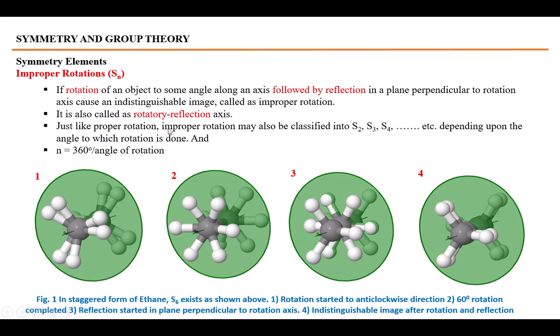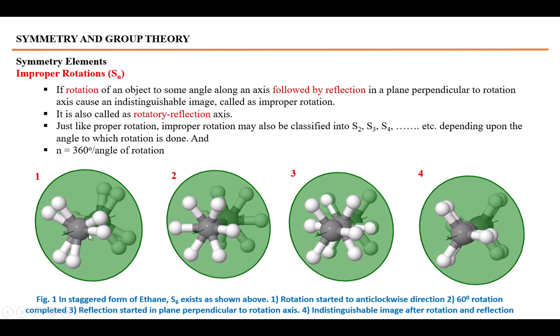Just like proper rotation, improper rotation may also be classified into S2, S3, S4, etc. depending upon the angle to which you have rotated the molecule. For example, here is a case of the staggered form of ethane. Keep in mind that C6 does not exist in staggered ethane, but S6 exists here. Suppose you have an axis of rotation passing through the two carbon atoms like this. It is an S6 axis of rotation.